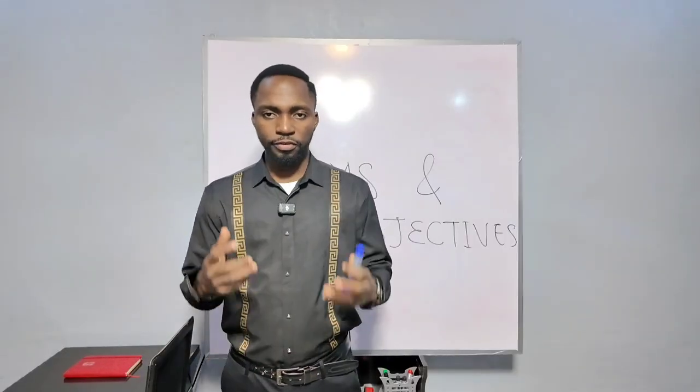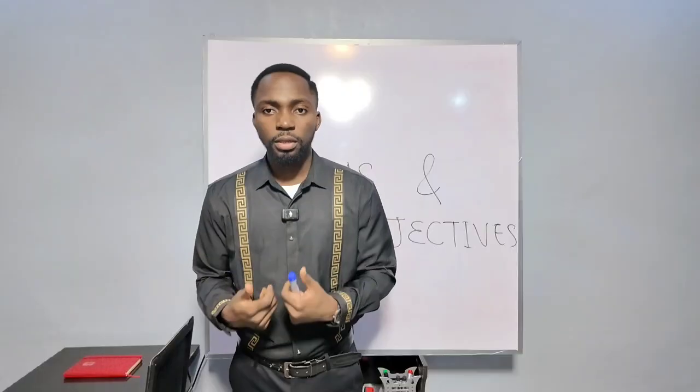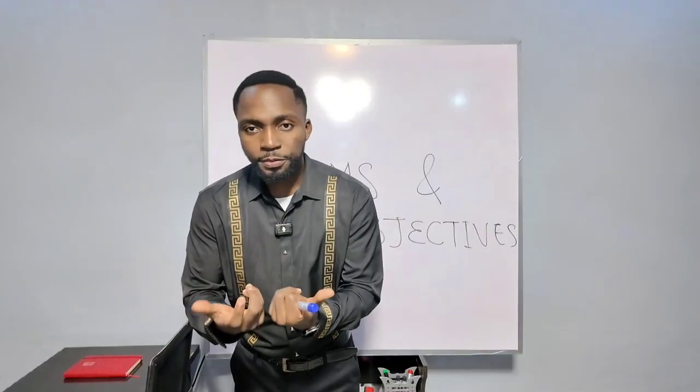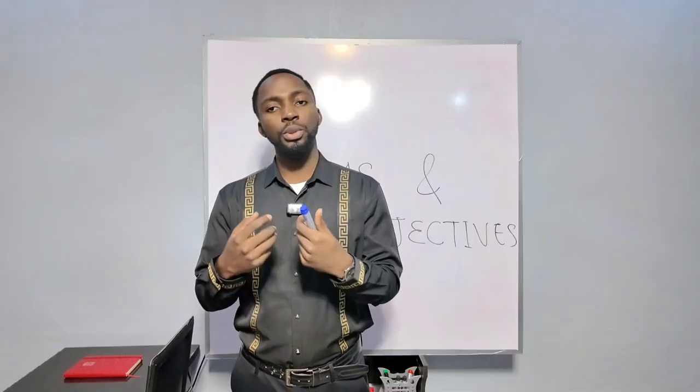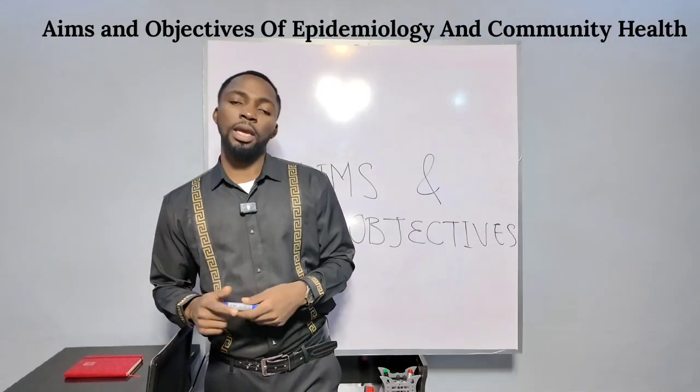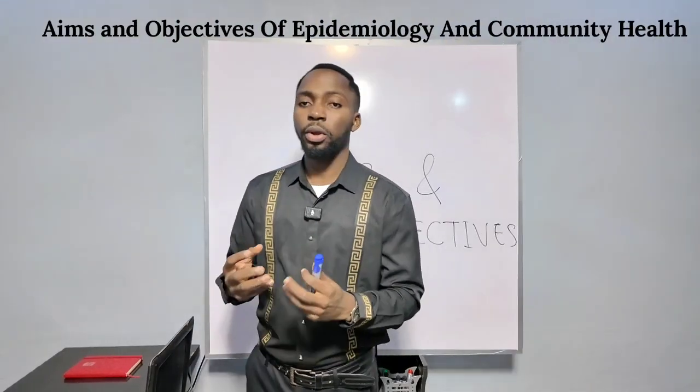The first P is to prevent disease. The second P is to promote health. Next P is to prolong life. The first R is to reduce inequalities. And the last R is to restore health where possible.